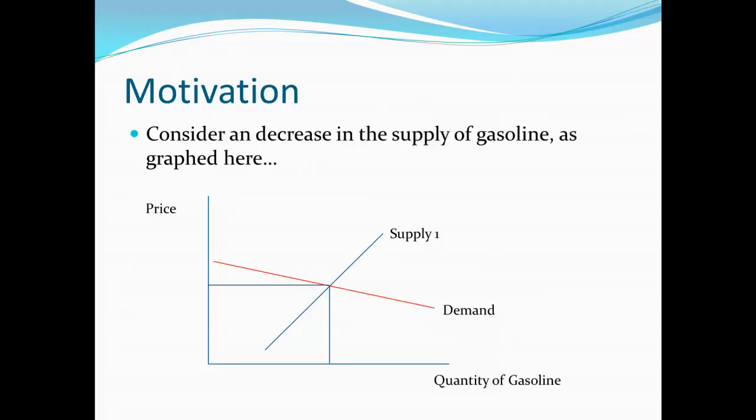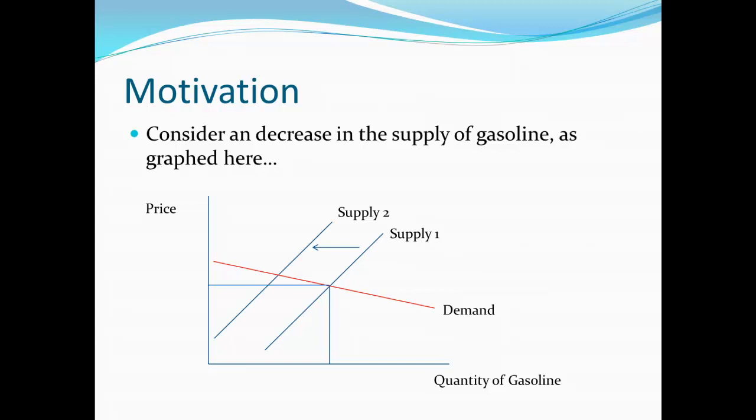But just to get some motivation of why elasticity is important, first, consider a decrease in the supply of gasoline, as we might graph here. So here we have our standard downward sloping demand curve, our upward sloping supply curve, that's the first one there. But then supply decreases or shifts to the left. Right? So we have something like this.